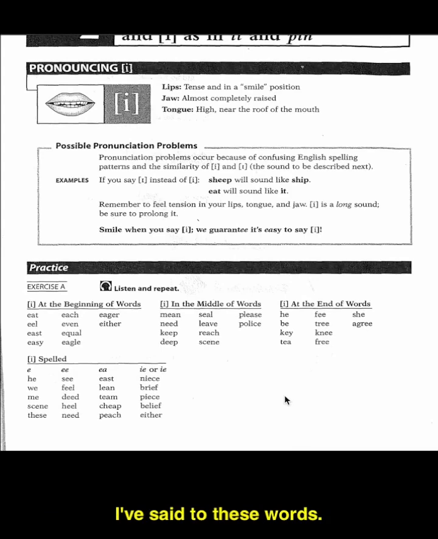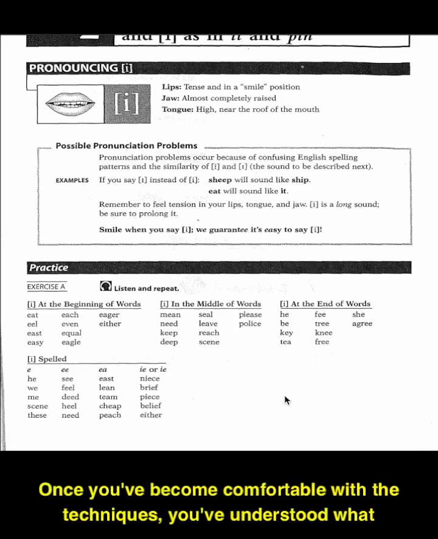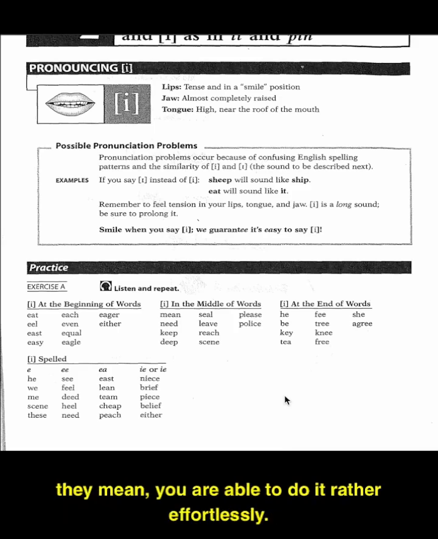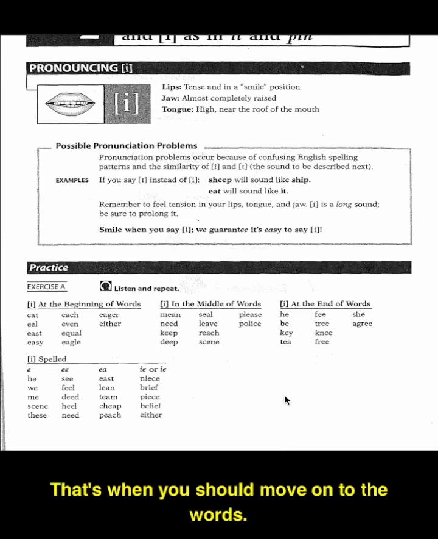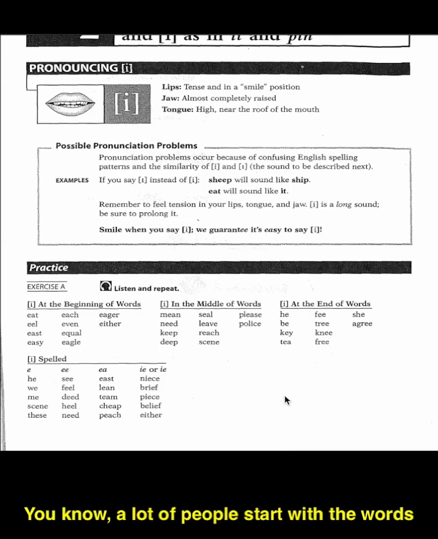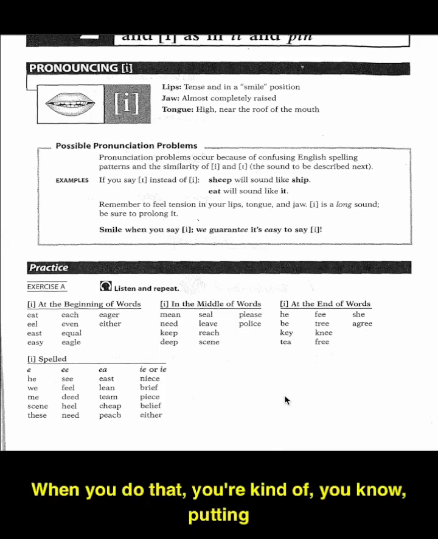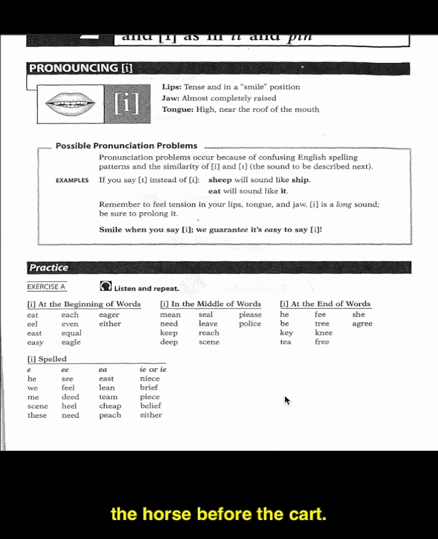That's what I would suggest anyways. Always start with the sound itself. Make sure you understand all the techniques. Make sure you are doing them. Once you've become comfortable with the techniques, you've understood what they mean, you are able to do it rather effortlessly. That's when you should move on to the words. A lot of people start with the words, or even worse, starting with the sentences. When you do that, you're kind of putting the cart before the horse. You're not ready.